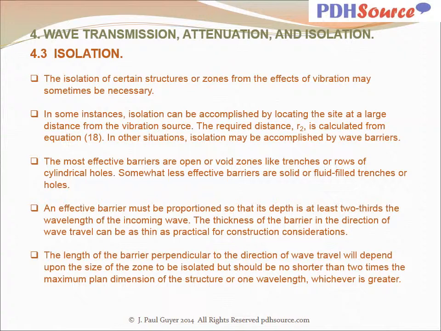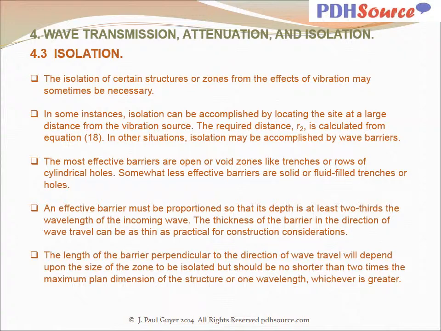In other situations, isolation may be accomplished by wave barriers. The most effective barriers are open or void zones like trenches or rows of cylindrical holes. Somewhat less effective barriers are solid or fluid-filled trenches or holes. An effective barrier must be proportioned so that its depth is at least 2/3 the wavelength of the incoming wave. The thickness of the barrier in the direction of wave travel can be as thin as practical for construction considerations.